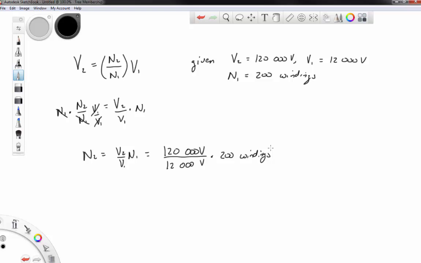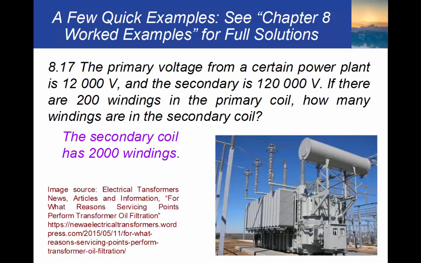So you may need your calculator to solve this one. Let's see here, there's all these zeros, and then we have 120 over 12. So that should be 10. That times 200 should give us 2,000. So N2 should have 2,000 windings. So that is how many windings we expect to see in that secondary coil.